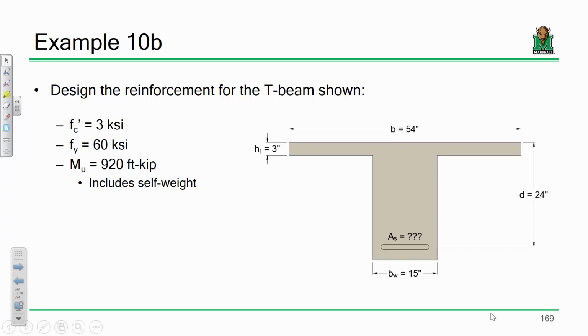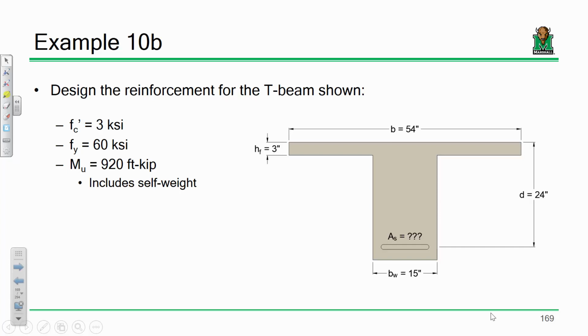We don't need to do the same thing over and over again. There's a point when it's like, okay, we've done it once, we don't need to do it again. So we have a beam that has 3 KSI concrete and 60 KSI steel. It's being subjected to a factored bending moment of 920 foot-kips, and that factored moment includes the beam self-weight. So that is 1.2 dead plus 1.6 live.